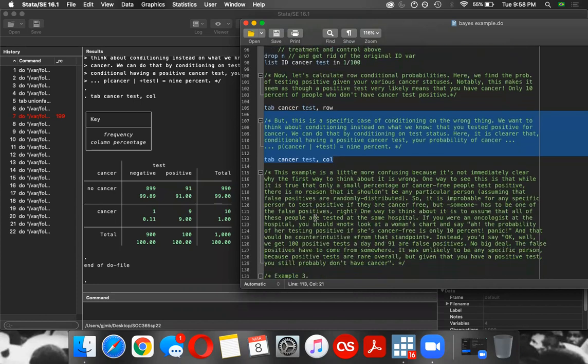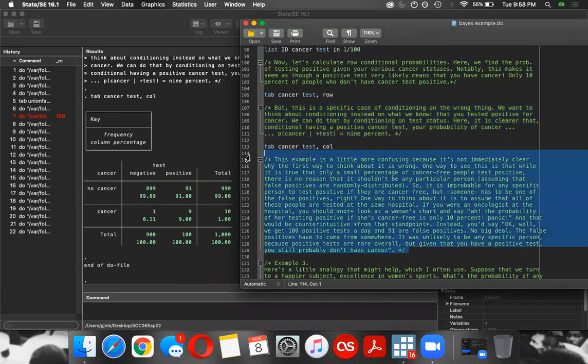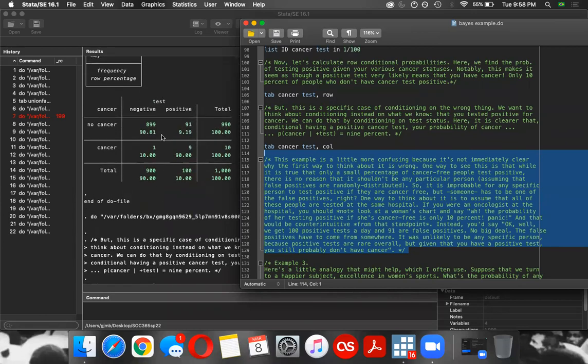This example is kind of confusing at first because it's not immediately clear why the first way of thinking about it is wrong. And what I wanted to point out here is that it is true that only a small percentage of cancer-free people test positive, but you can get caught up in this sort of mistakenly hyper-individualistic way of thinking about it, where you go up here and you say, what's the probability that I'm going to be one of those 9% of people who test positive, even though they don't have cancer? But probability can be confusing in that way.